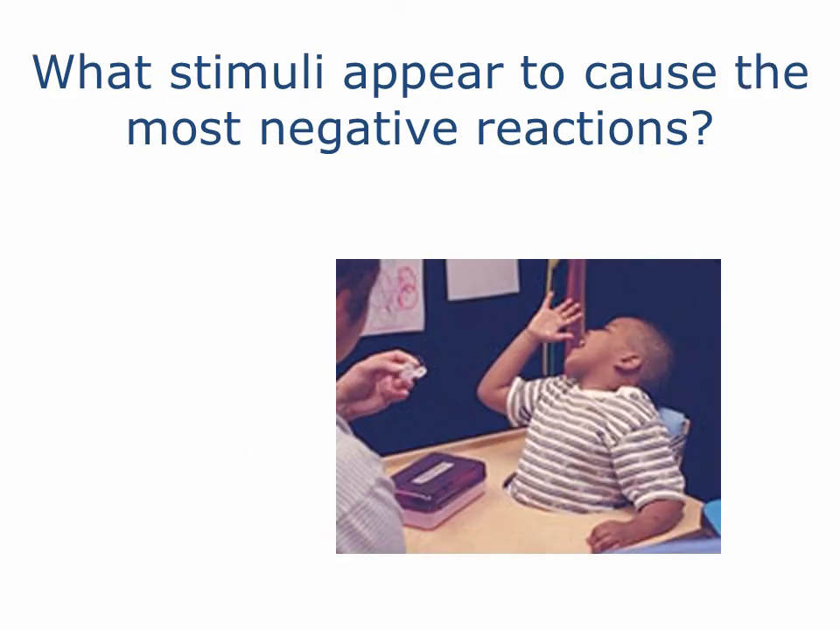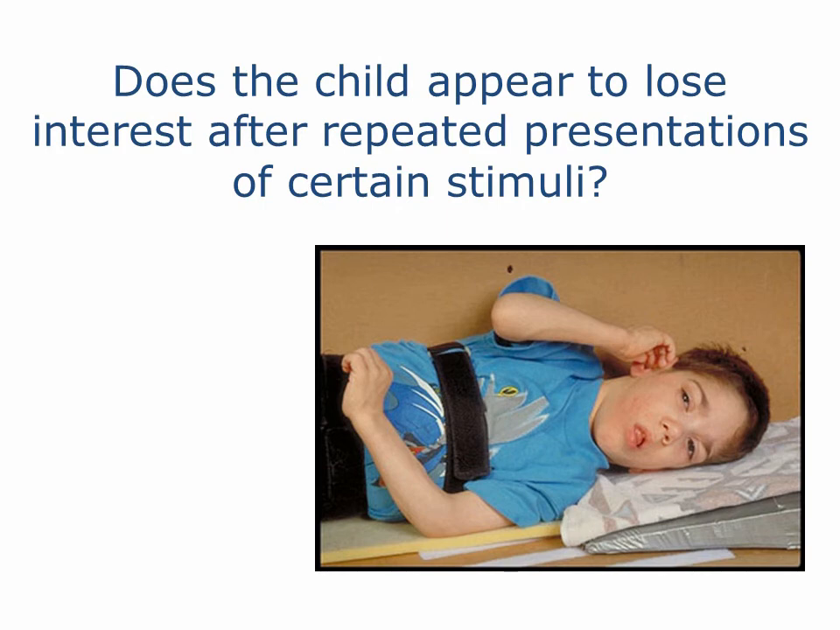What stimuli appear to cause the most negative reactions? Determine which stimuli are associated with the highest frequency of behaviors that appear to indicate a negative reaction, such as fussing, crying, or averting the gaze. Does the child appear to lose interest after repeated presentations of certain stimuli? Look at the reaction to each stimulus over time to determine whether later presentations of a particular stimulus seem to be greeted with less enthusiasm than were earlier presentations.